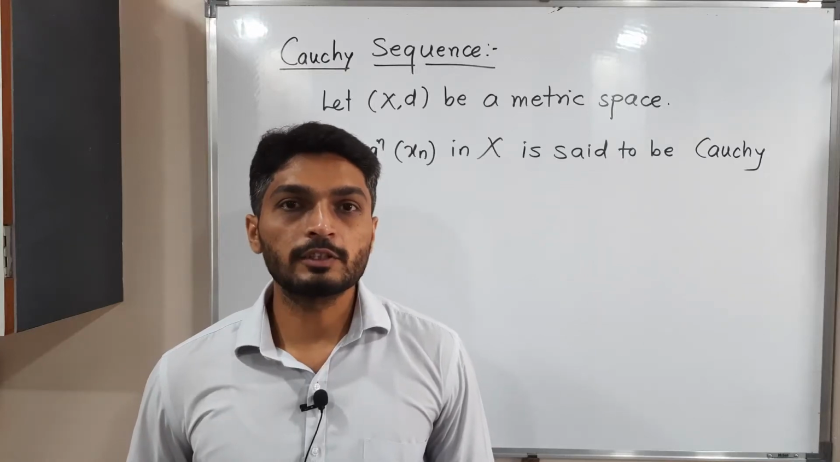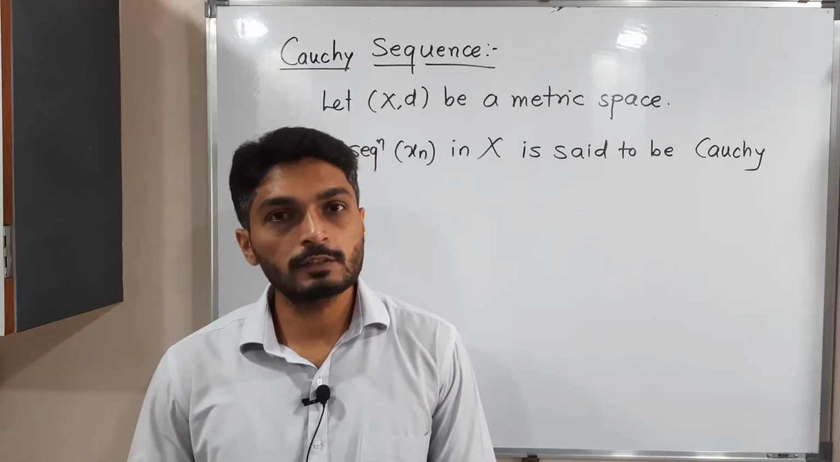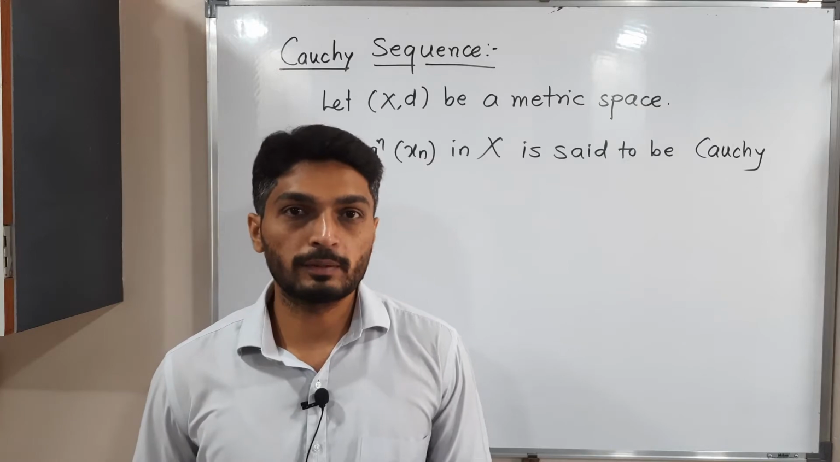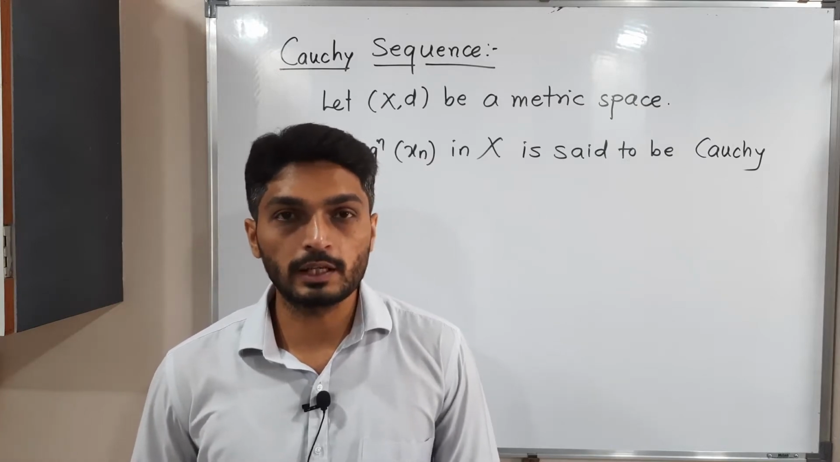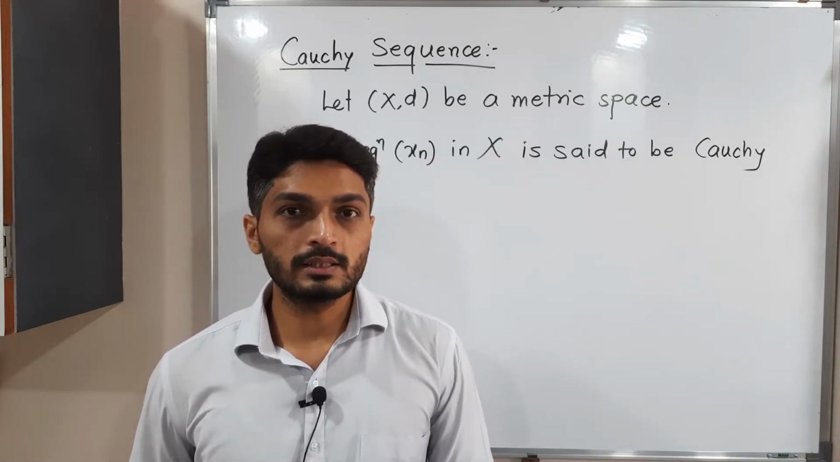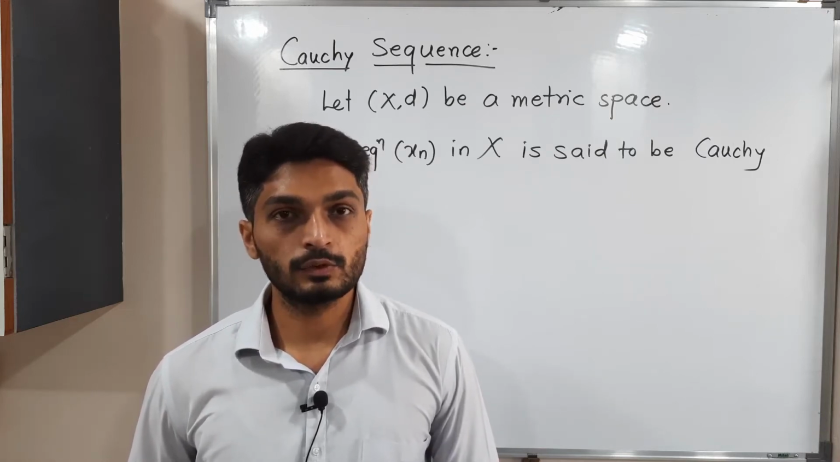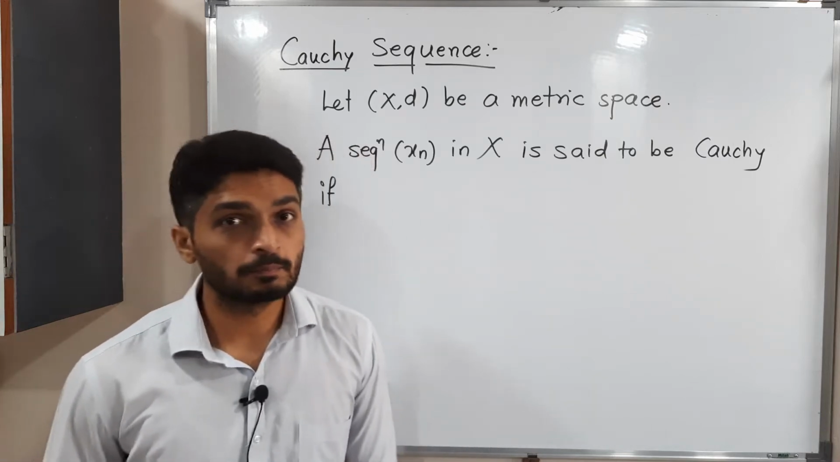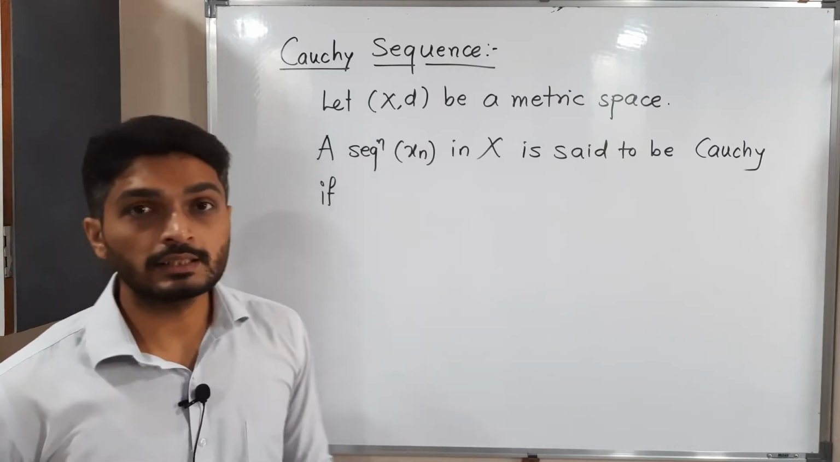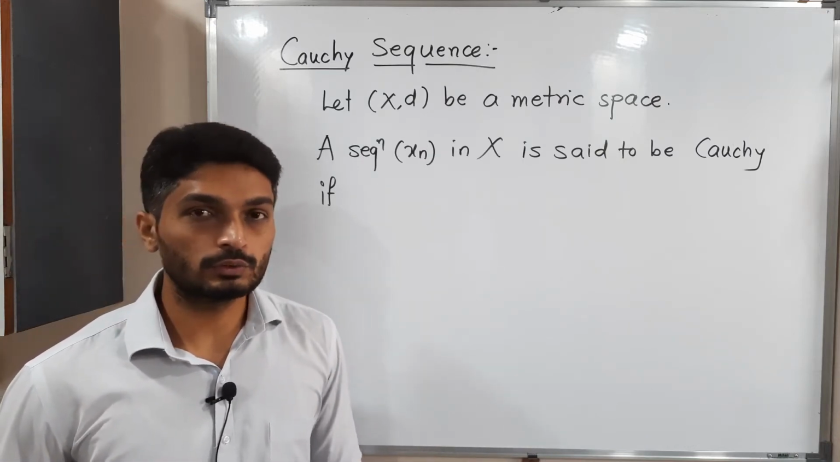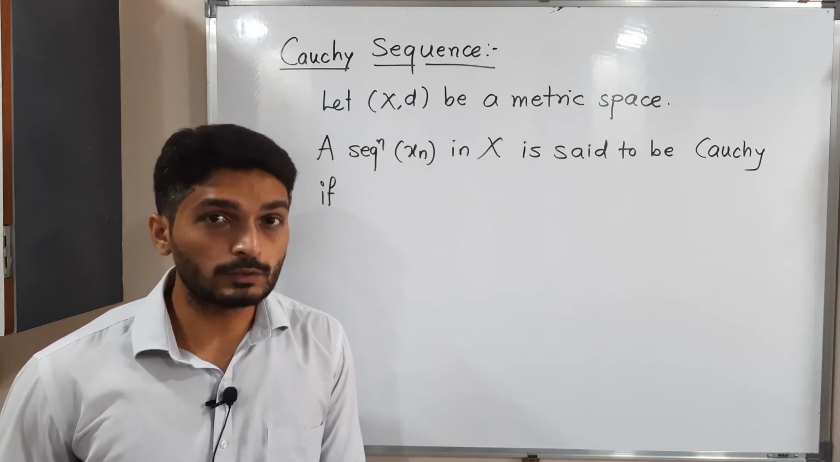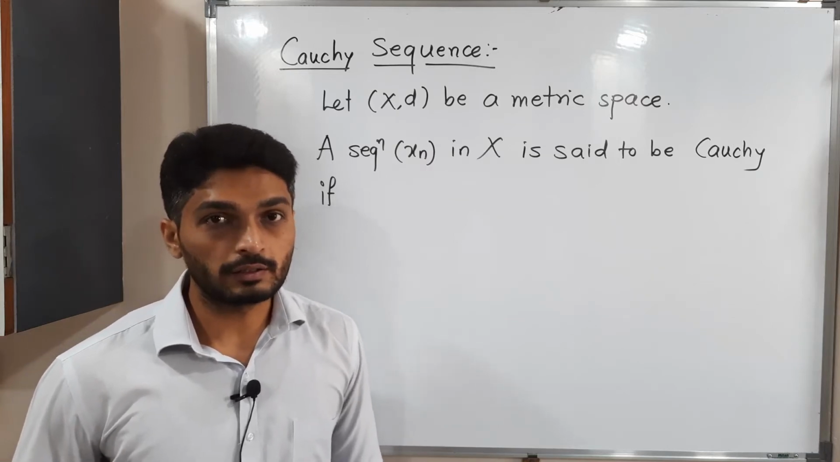Let us discuss the definition of a Cauchy sequence. We have already seen the Cauchy sequence in first-year BSc for a sequence of real numbers. Now let us see the definition of a Cauchy sequence in a metric space (X, d). If we have a metric space (X, d), a sequence xn in X is said to be Cauchy, with the same definition which we have already studied for real numbers.